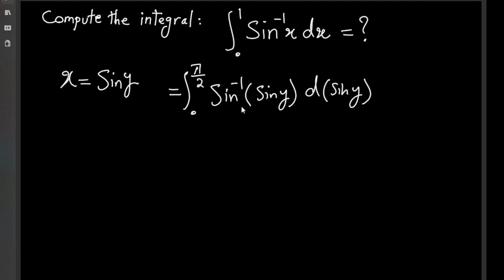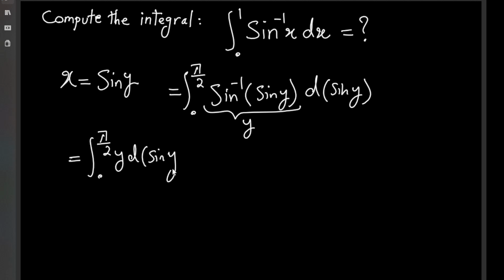Okay, now the good news is this is super easy. This is effectively just y, so we can write it equal to the integral from 0 to pi over 2 of y d sine y. Okay, now we're going to use integration by parts, in the sense that we know that the integral of u dv is equal to uv, of course between the upper and lower limits, minus the integral of v du.